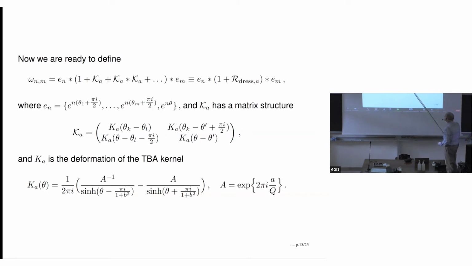The difference between this kernel K here and what I had in the TBA equations is that in TBA I had 1 over sinh plus 1 over sinh. Now I introduce inside this parameter. So this is silly like that, but that is always the case.